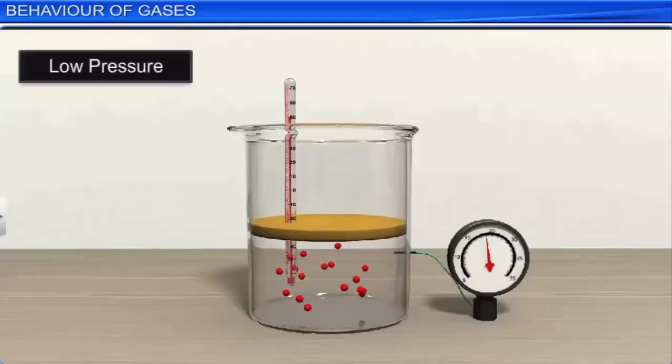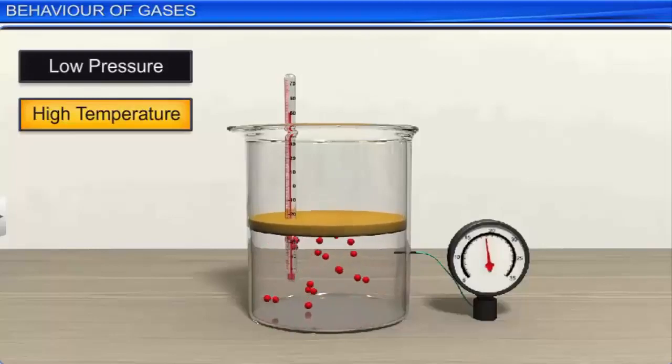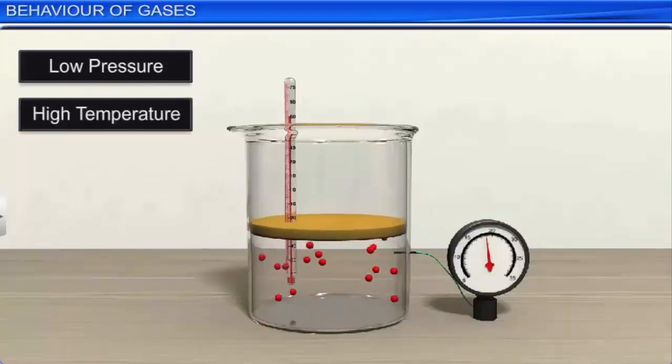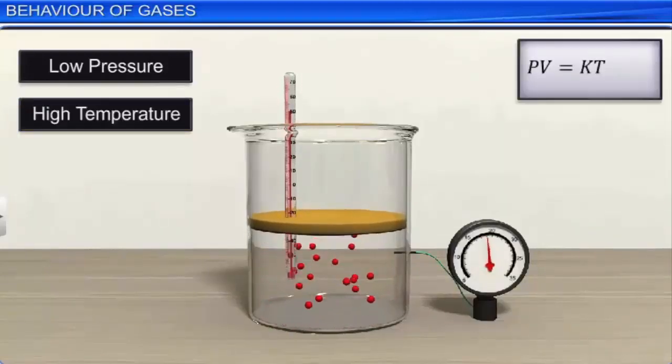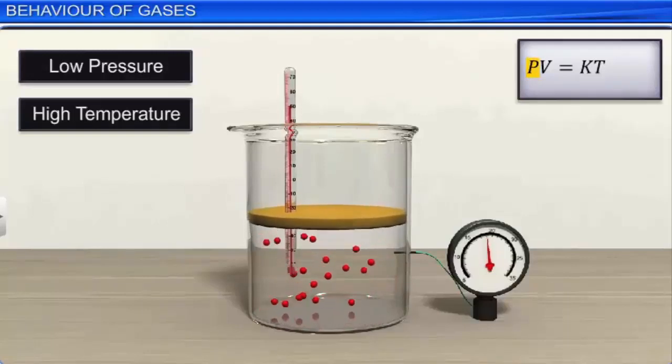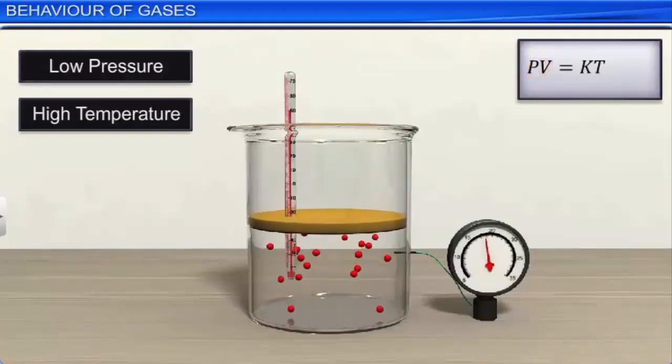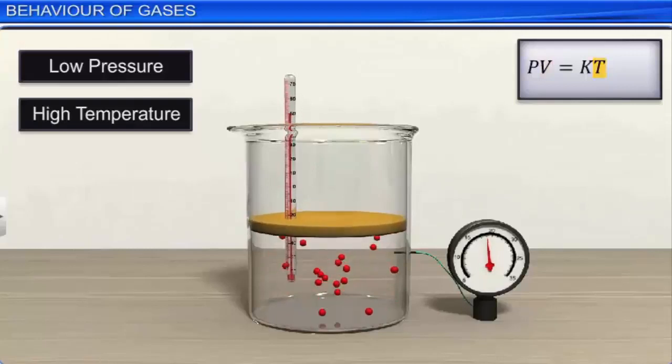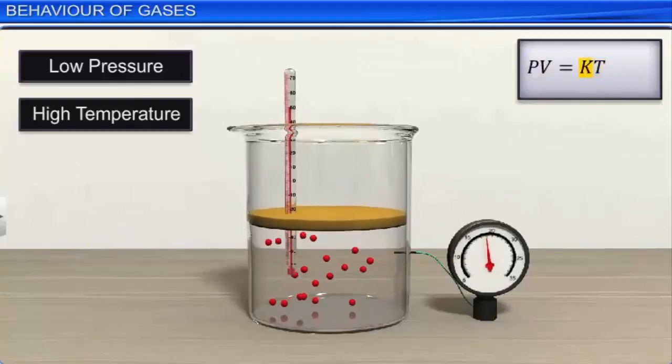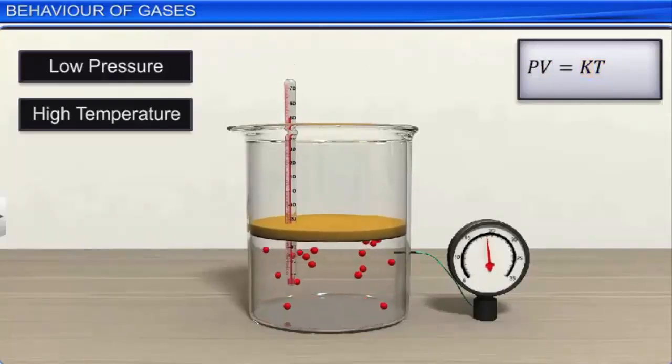Gases at low pressure and high temperature satisfy a simple relation. PV is equal to KT, where P is the pressure, V is the volume, T is the temperature in Kelvin scale, and K is the proportionality constant. Let this be equation 1.